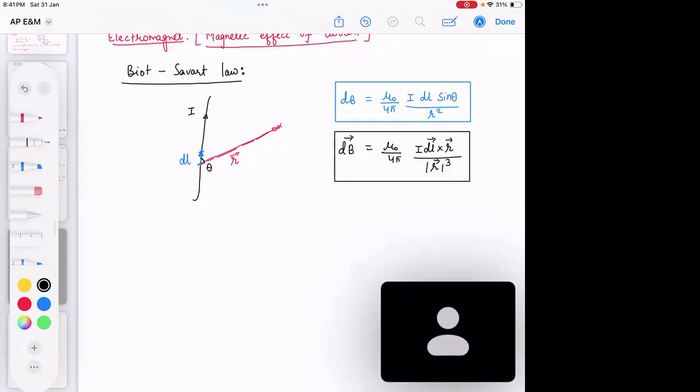Now, what is the direction of magnetic field? Direction of magnetic field, using the right hand thumb rule, we can find it. It is dl cross r. So keep your fingers in the direction of dl and curl towards r. Then the thumb will point in the direction of the magnetic field.